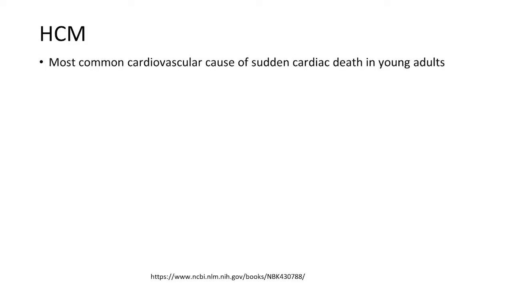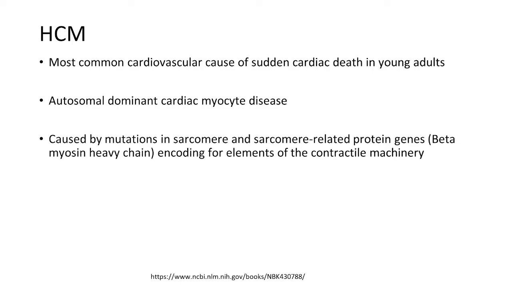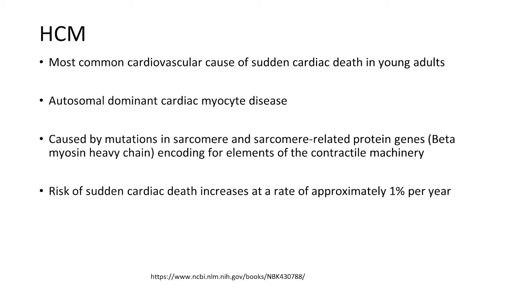Okay. So next we'll be dealing with HCM. HCM is still the most common cause of sudden cardiac death in young adults, and it is a genetic condition, an autosomal dominant cardiac myocyte disease, where there is a mutation in the beta myosin heavy chain protein, which codes for the contractile machinery of the heart. As per the data, per year the risk of death increases at the rate of 1%. Earlier it was called HOCM, hypertrophic obstructive cardiomyopathy, but now most cases are obstructive, while one third of the cases are non-obstructive.